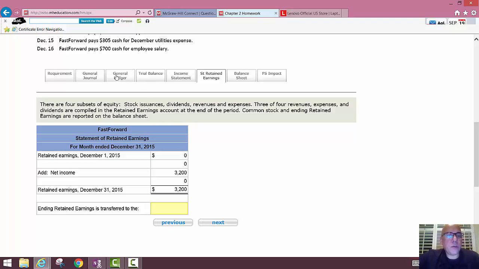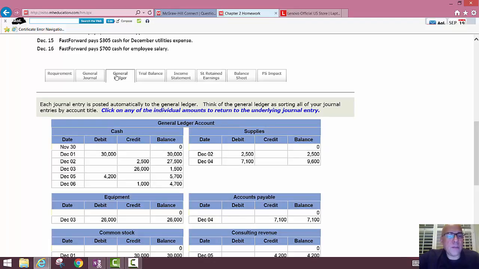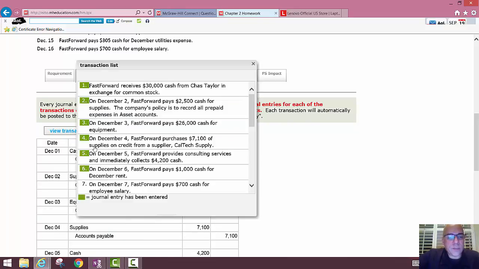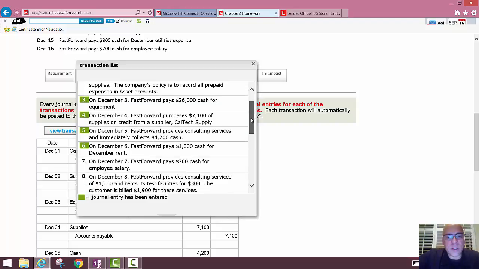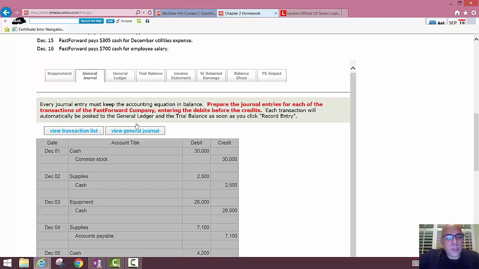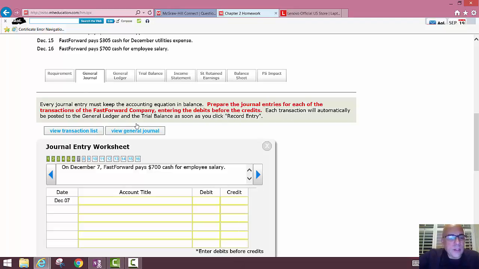Okay, so let's go ahead and we continue on. Let's go back to the general ledger. And I think I'm forgetting to give you guys enough time to record these. I mean, not our general ledger, but our general journal. Let's view the transaction list. Let's do this one on December 7th, the day that will live in infamy, right? And we look at December 7th.